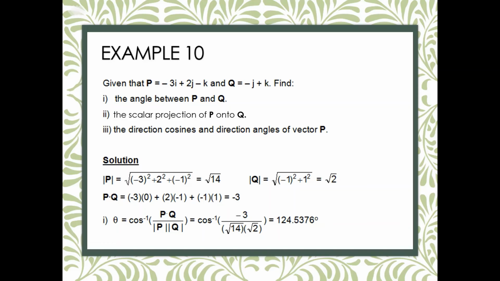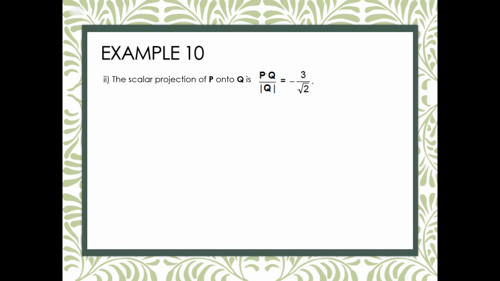Substitute the answer into the formula of theta, which is equal to the arc cos of P dot Q over magnitude P times magnitude Q, which is equal to 124.5376 degree. Substitute the answer as well into the formula of the scalar projection of P onto Q, which is equal to P dot Q over magnitude Q. You should get negative 3 over square root 2 as the answer.